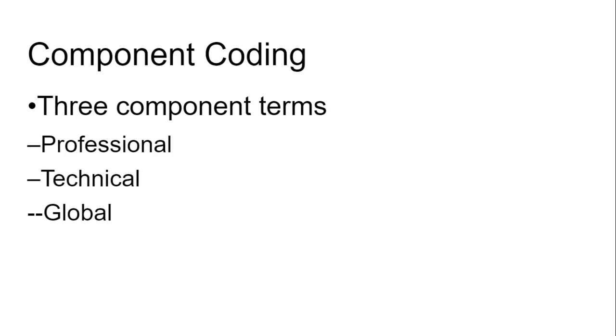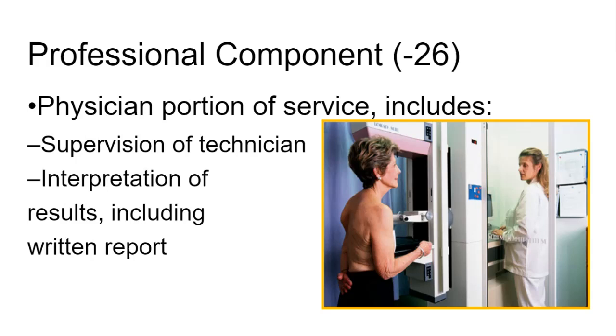Next, we're going to talk about component coding. There are three component terms: professional, technical, and global. You'll find these on page 594. Professional component means modifier 26.